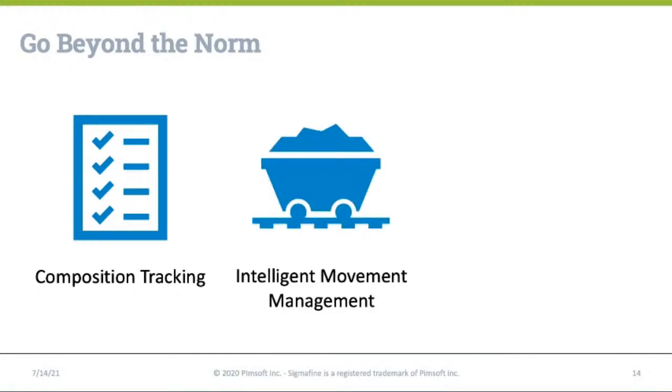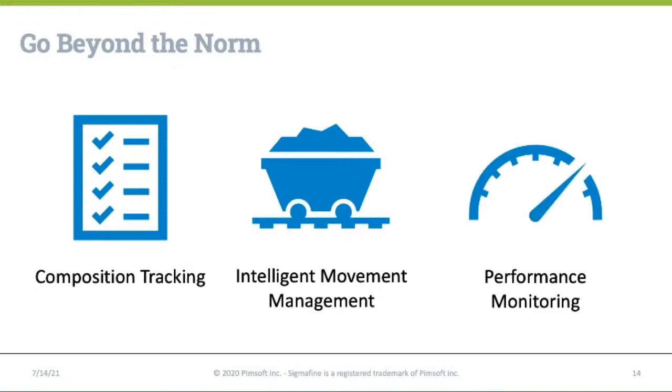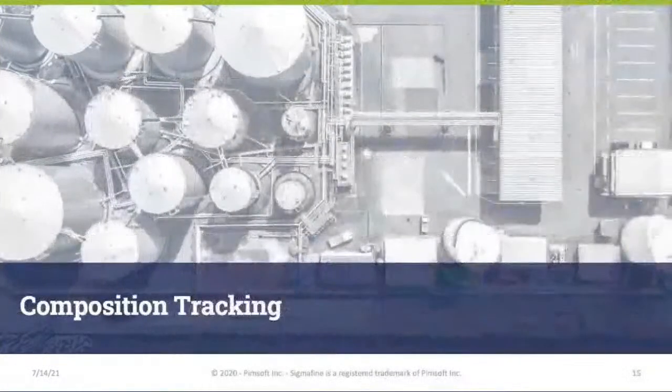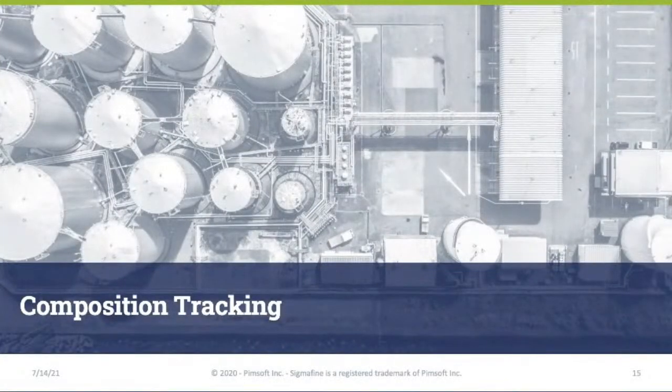And also by applying Sigmafine applications like the intelligent movement management, track the quality of movements and take the guesswork out of movement planning, monitoring, doing calculations, and doing reporting of transfers. And lastly, with the built-in energy balance calculation and the thermodynamics extension, you can track asset performance. Now we will see how we can do each of these in the subsequent slides. Let's look at how tracking capability can be used to track the raw materials.